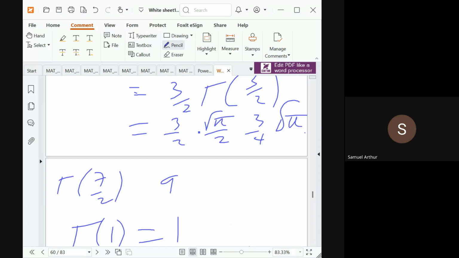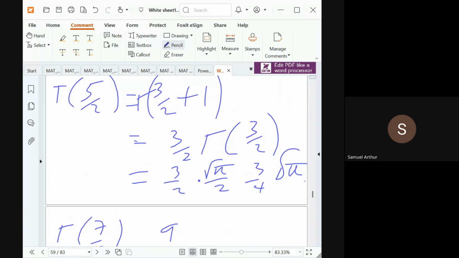Okay, but please, can we locate gamma on the calculator? Yes, gamma is on the calculator.